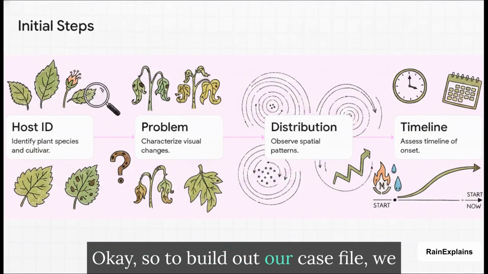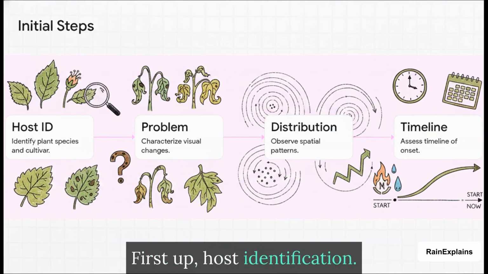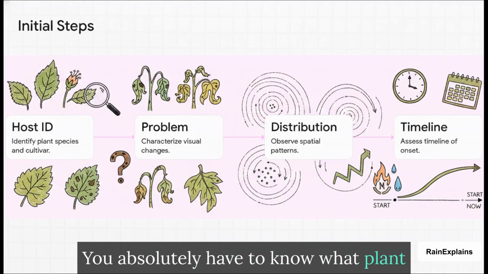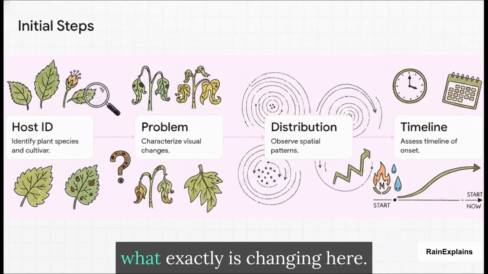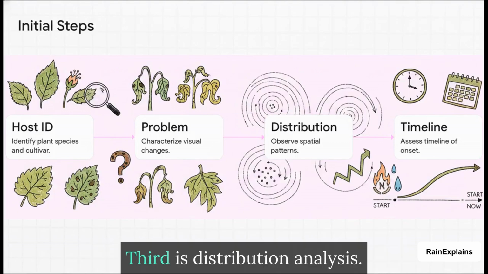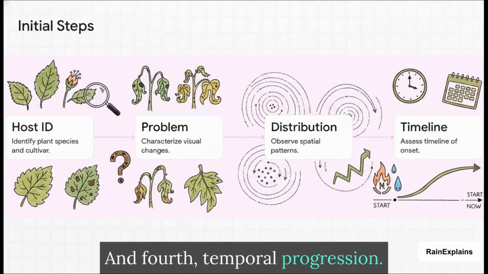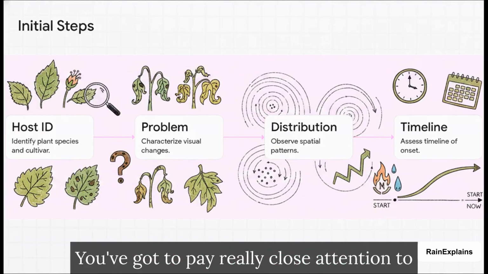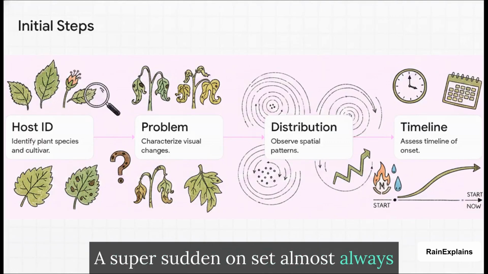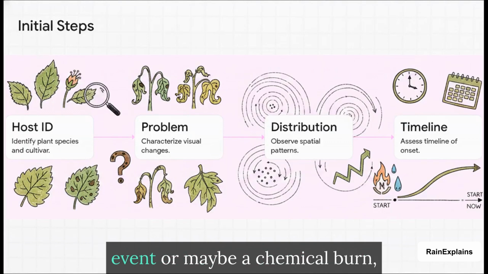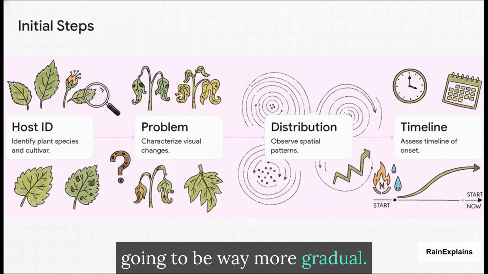Okay, so to build out our case file, we follow a pretty strict procedural checklist. First up, host identification. You absolutely have to know what plant you're dealing with and what its normal needs are. Second is the problem description, like what exactly is changing here. Third is distribution analysis. How is this thing spreading? And fourth, temporal progression. Basically, when did it start? You've got to pay really close attention to that timeline. A super sudden onset almost always points to a non-living environmental event or maybe a chemical burn, whereas a living pathogenic spread is going to be way more gradual.